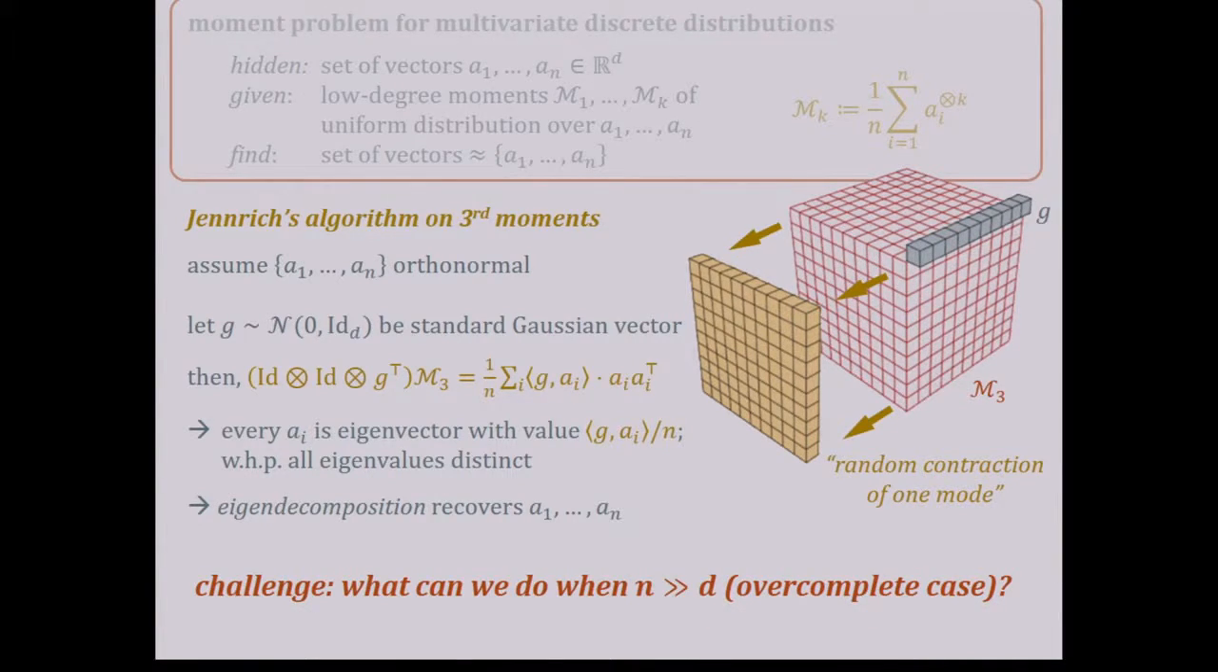Okay? So that's great. Now the challenge is, suppose that we want to do this if the number of vectors is much larger than d. The issue is clearly that even if you do this operation, it can't be the case that each a_i is an eigenvector of the matrix, because we just have d eigenvectors. So that doesn't work if we have more than d vectors.